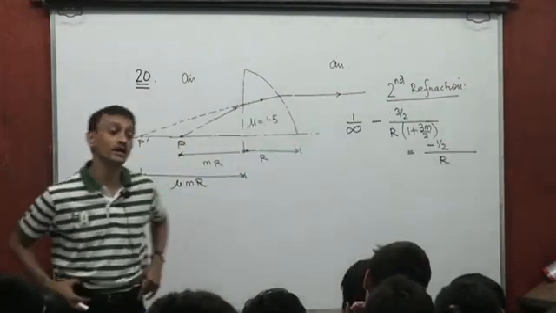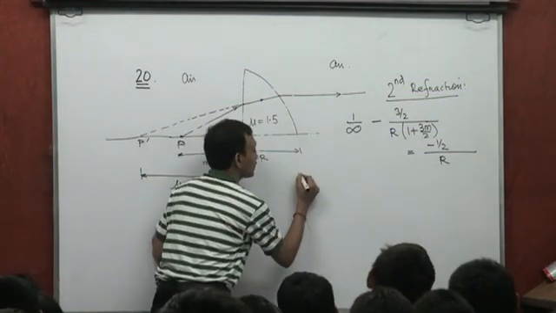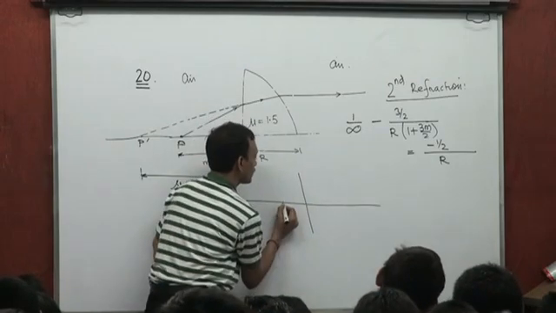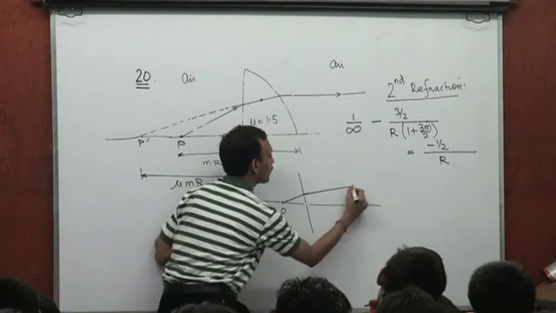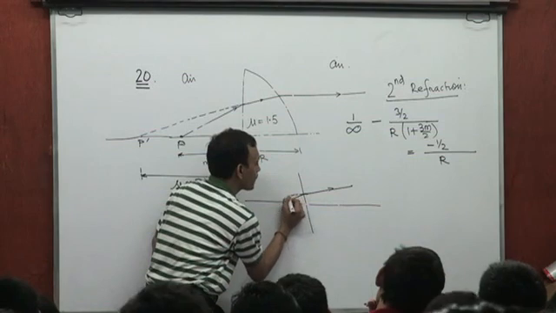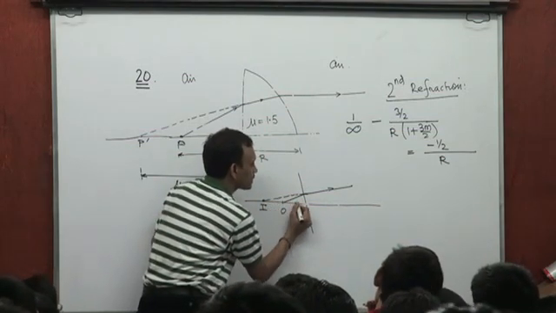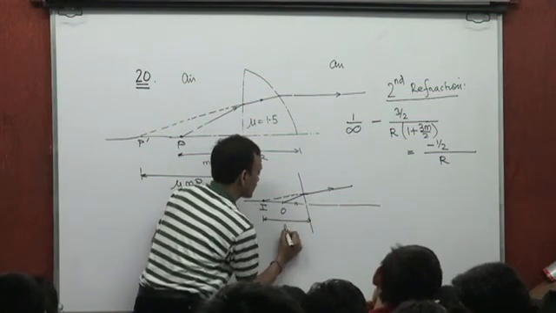I derived the result real depth by apparent depth, right? Refraction on a plane surface. This is the real depth. This is the apparent depth.